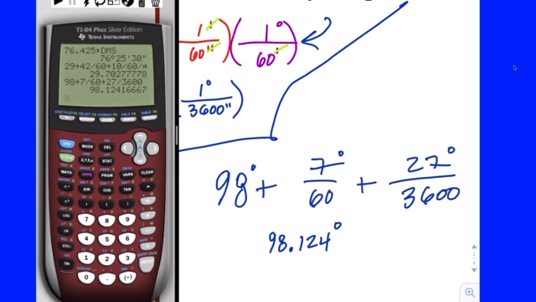And then you just type that into your calculator, as I did there on the left, in one step, right? 98 plus 7 divided by 60 plus 27 divided by 3,600, and you get 98.124, and that's the same answer when you round or truncate. So that's the longitudinal coordinate of New Braunfels, Texas.